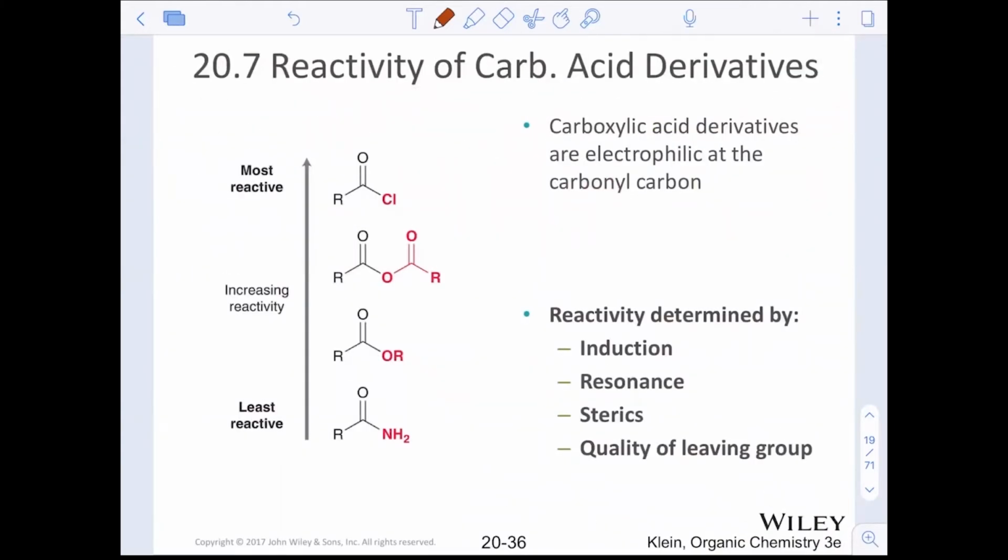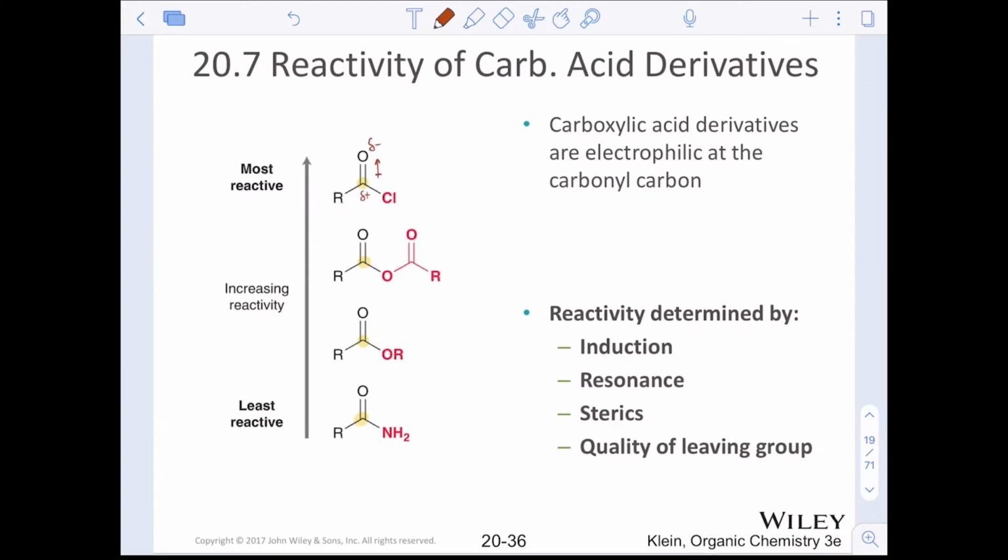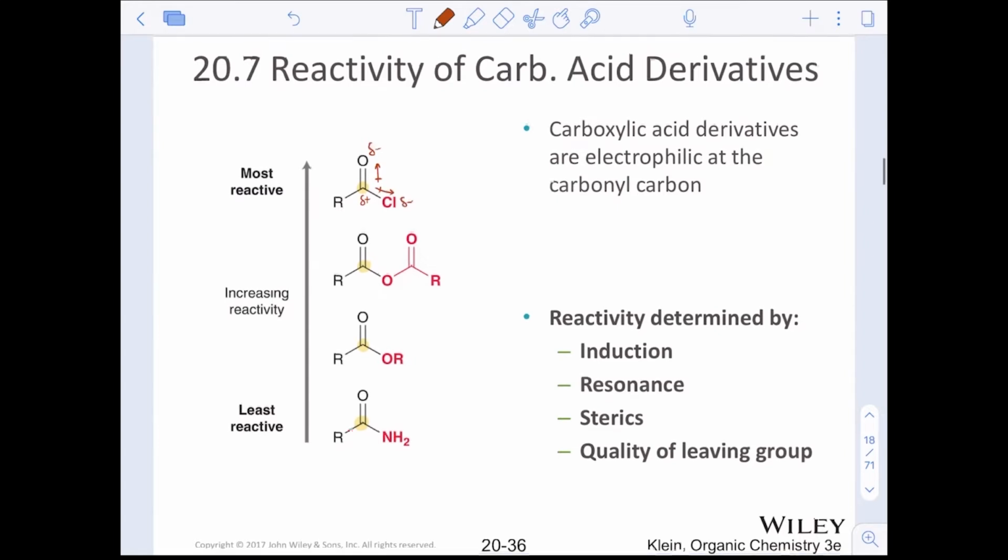All right, so moving on to reactivity. When we think about carboxylic acid derivatives, they are electrophilic at the same exact carbon of the carbonyl we've been dealing with before, right? Because of the polarity. Now this is also a polar bond, right? So we're seeing induction and polarity at 2 different positions attached to the carbon electrophile. So reactivity on this list is really determined by induction, resonance, sterics, and just quality of the leaving group.